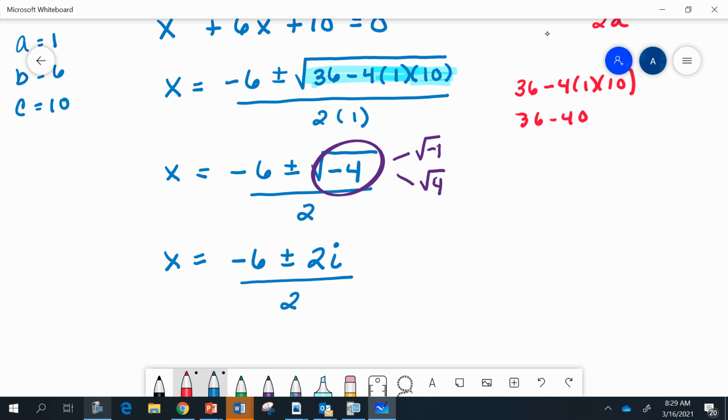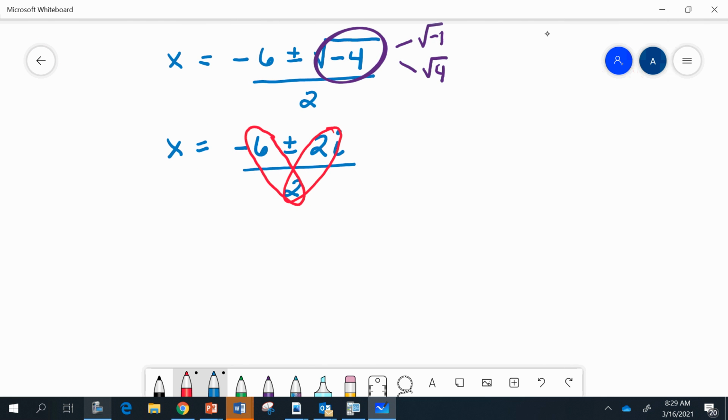So the very last part is now we need to take -6 divided by 2 and 2i divided by 2, and it kind of looks like it makes a heart right there. So I kind of think of it as a heart because we need to divide both pieces, right? Give them both love. So final answer, x equals -6 divided by 2 is -3, plus or minus 2i divided by 2 is going to make 1i. And these are the remaining roots.